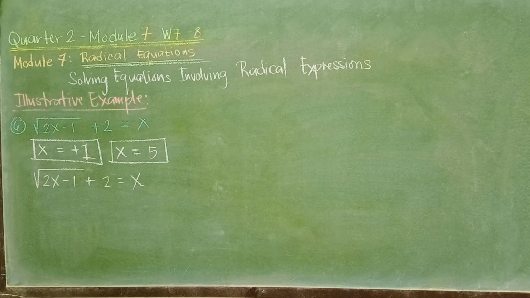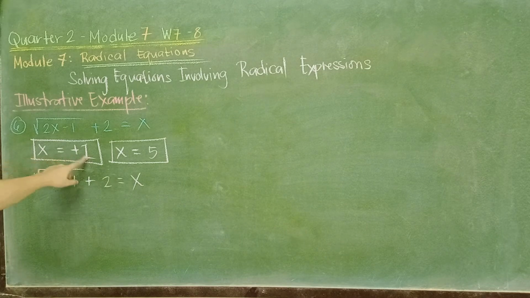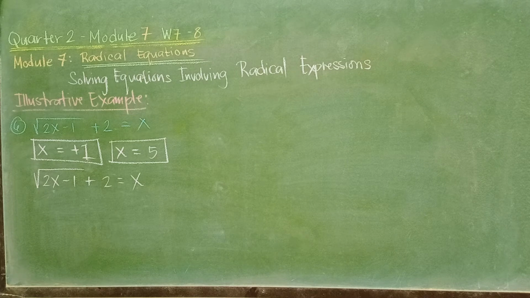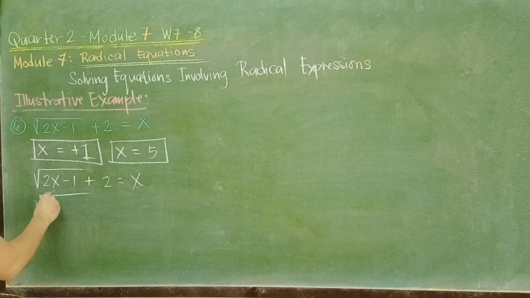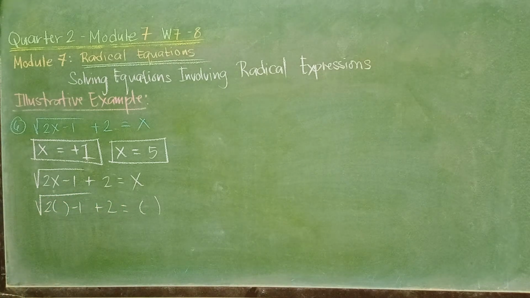So for checking, gamitin muna natin yung first value ng x which is positive 1. Try natin, yung mga x, palitan natin ng 1. So dito sa module natin, again, meron error. Yung x dito sa right side, pinalitan ng 2 instead of dapat 1 kasi x is equal to 1. So yung mga x na yan, papalitan mo ng 1. Dito sa module natin, ang number na pinalit is 2 which is wrong. So itong x, palitan natin ng 1.